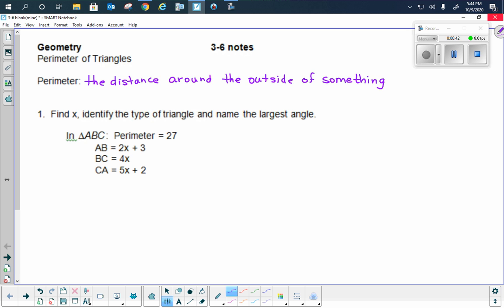Okay. All right, so notice there's lots of different parts here. So in number 1, it says find x, identify the type of triangle, and name the largest angle. Okay, lots of different things happening here. So when you're given a picture, I know that there's no picture drawn, but in my mind I'm seeing a picture because this says in triangle ABC, the perimeter is 27.